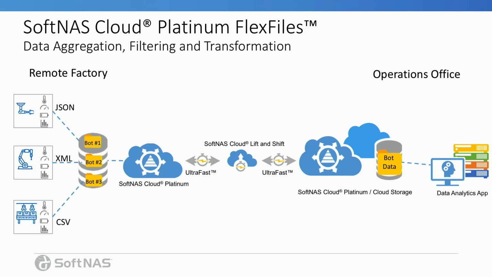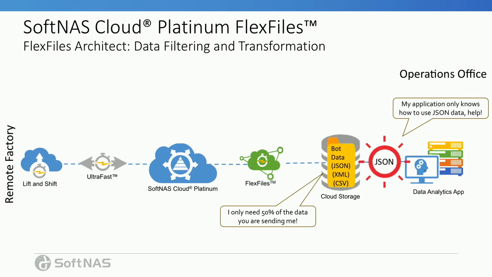So let's expand our scenario again. We know how to get data from that remote factory in Indonesia ultra-fast, even though I have a crappy network. I can set up a Lift and Shift flow that will help me copy the data from where it is back to where the app is. Everything sounds wonderful. I've got all this bot data aggregated right next to my application. The application guys think they have nirvana.